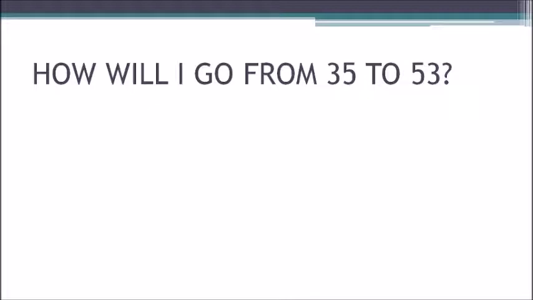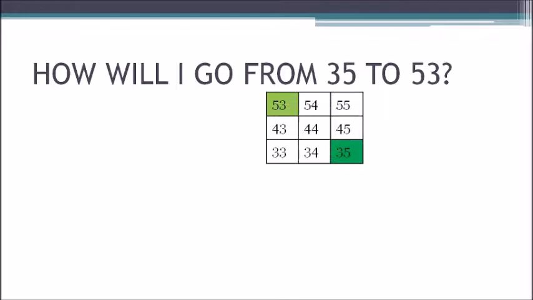Now in this question, how will I go from 35 to 53? Just imagine that you are standing at the position of 35 and you have to go to the 53. We had already discussed that in this number grid we cannot go diagonally. We have to take steps up and down or left and right. So first, you have to go close to the number 53.